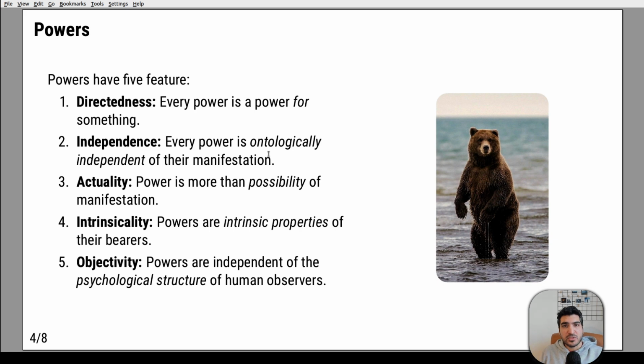We have independence, in the sense that every power is ontologically independent of their manifestation. We have actuality, that power is more than just the possibility of manifestation. Intrinsicality, that powers are intrinsic properties of their bearers. And we also have objectivity, that powers are independent of the psychological structure of human observer. It's not about us, it's about something that's out there in the thing itself. And we'll go through 4 of them today. Objectivity we will discuss in a different lecture.